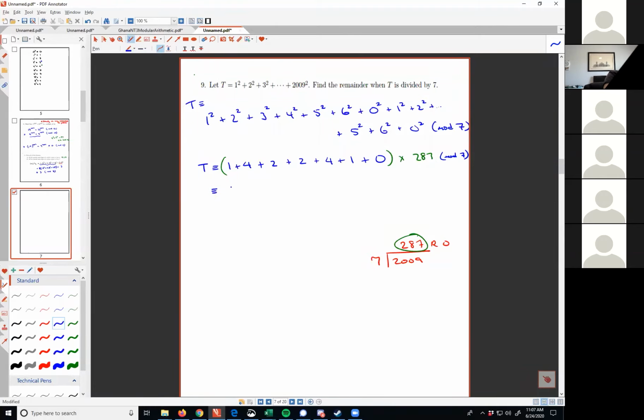You get 0 mod 7. Yeah, we just get 0. In fact, both 14 and 287 are 0. So we have 0 times 0, which is certainly 0. And 0 is our answer. That's it.